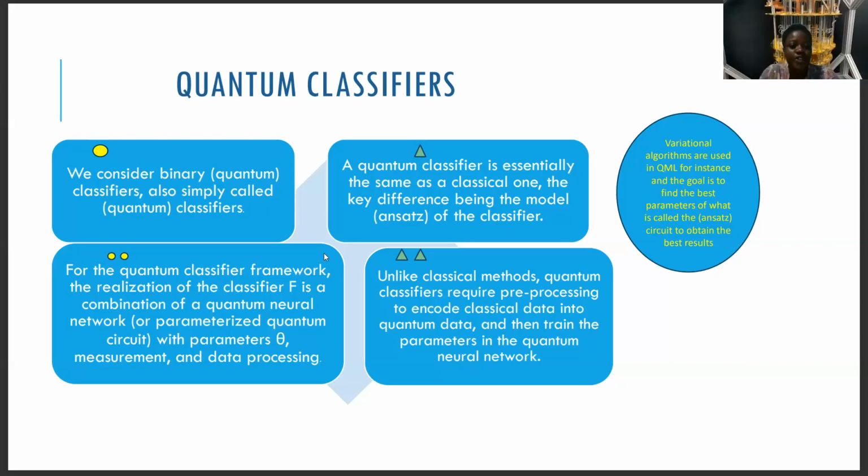Things we need to consider: you will need a quantum neural network. You also need some parameters, because in building your model, you will include some parameters, and then you also need to process your data. I won't talk much about it because I'll talk about it in the next few slides. Then over here, you see a quantum classifier is essentially the same as a classical one, because the key difference between the models is the answers of the classifier. When we talk about answers, we are just talking about a measurement, some assumptions we make with our models.